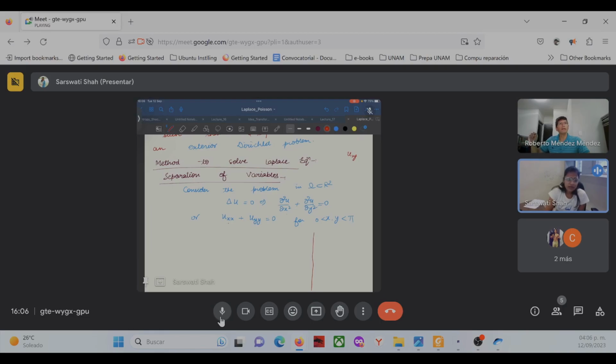It is B square minus 4AC. It is negative. We call it elliptic. So this is going to be minus 4 cross 1 cross 1, minus 4. So it is negative. That's why it is elliptic.